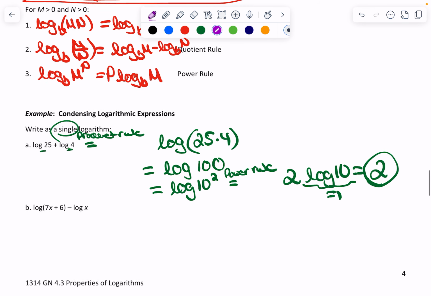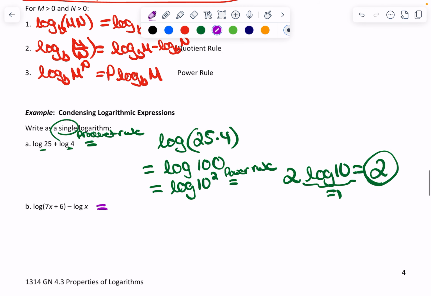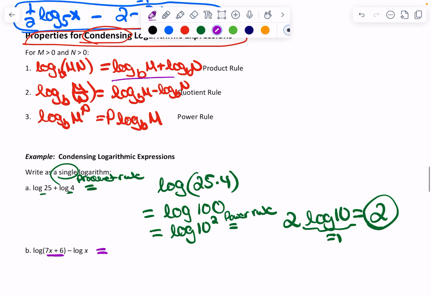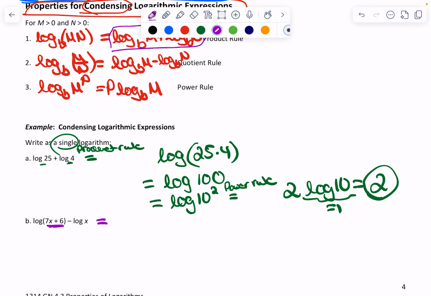Okay, next one. Now, here, 7x plus 6 is an addition. We can't do anything about it. It's going to stay as it is. Remember that when we have an addition, we are adding two logs. Here, we're just adding 7x plus 6.